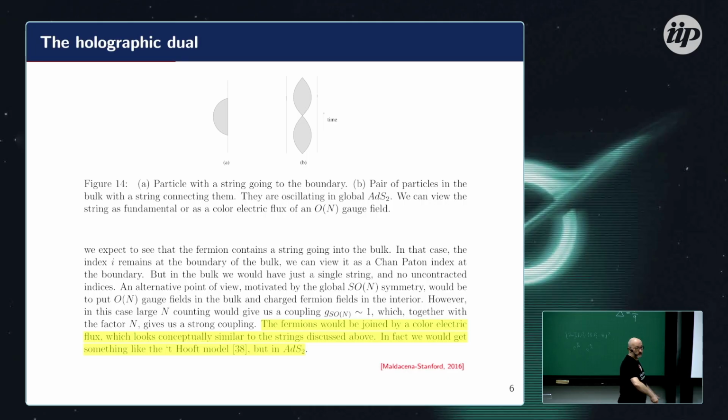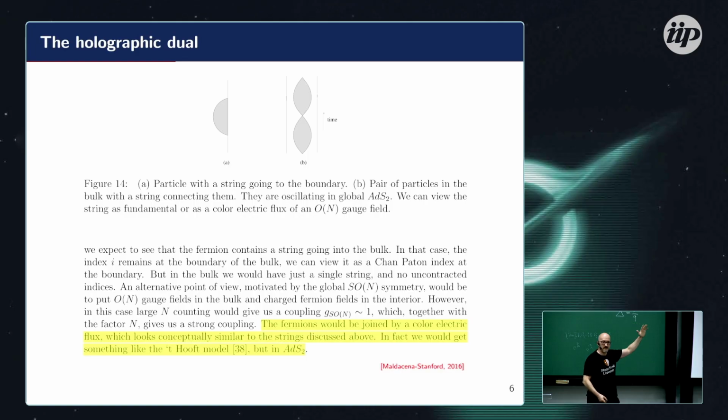So this is AdS2 with the two boundaries, these vertical lines. And in between, you have some quarks and some flux tube connecting them. And so they claim, or they say, that the dual must be something like the 't Hooft model, but in AdS2. Okay, so raise your hand if you know what the 't Hooft model is.